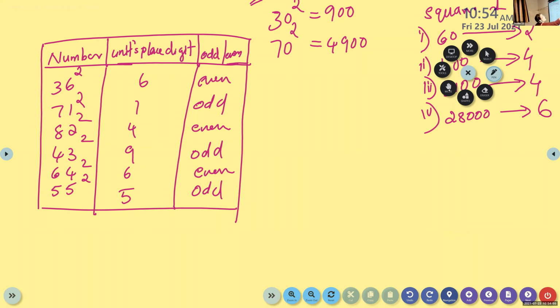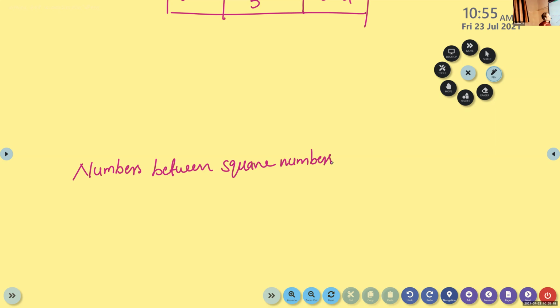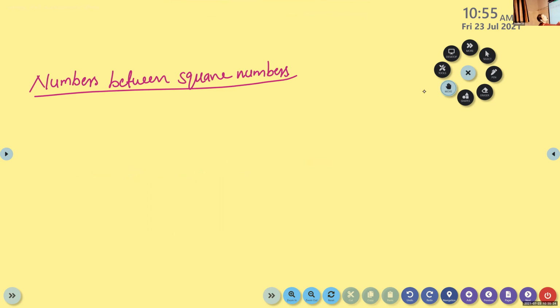Okay children, next we are going to the next property of square numbers. Listen, all of you listen to the board. You can give a subheading: numbers between square numbers. Write the subheading, numbers between square numbers.